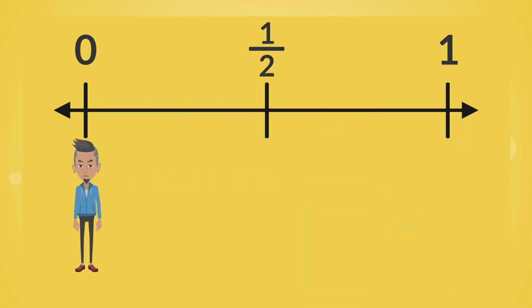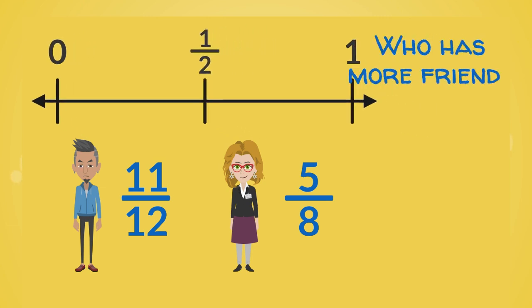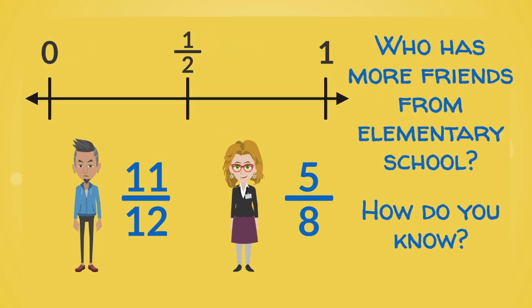Van and Christine have the same number of friends. Van has known 11/12 of his friends since elementary school. Christine has known 5/8 of her friends since elementary school. Who has more friends from elementary school? How do you know?